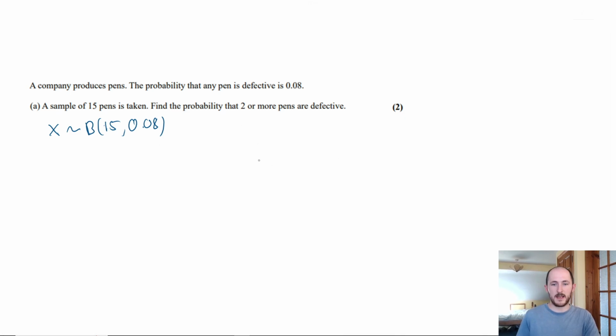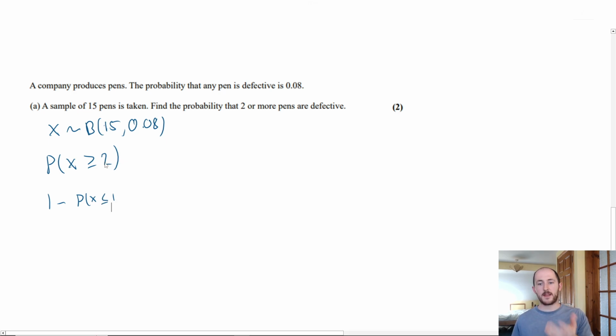And they're asking me to find the probability that x is greater than or equal to 2. 2 or more means greater than or equal to. Now, you might be able to do this in your head, but it's going to be 1 minus the probability that x is less than or equal to 1. Because think about it. Greater than or equal to 2 means 2, 3, 4, 5, 6, 7, and so on. So we want to get rid of 0 and 1. So that's exactly what we're going to do. Getting rid of 0 and 1 means getting rid of everything that's less than or equal to 1.